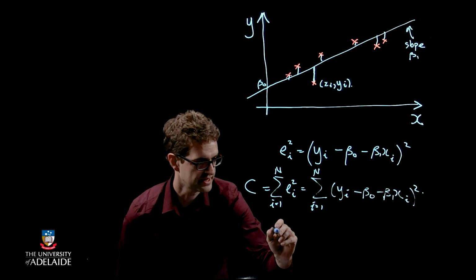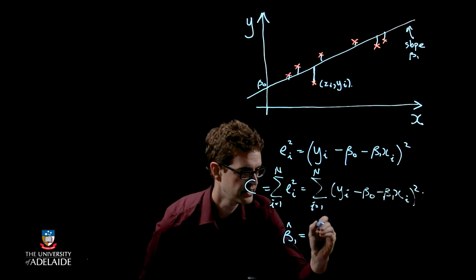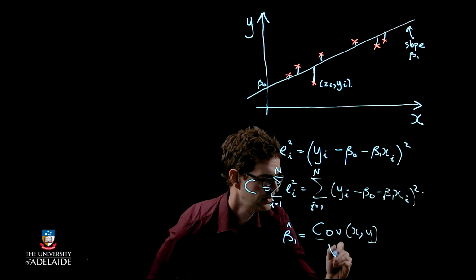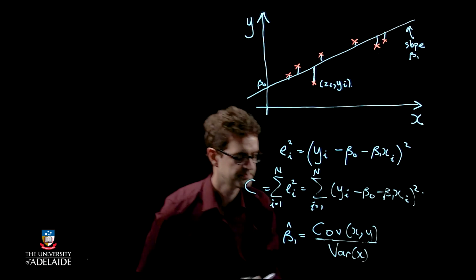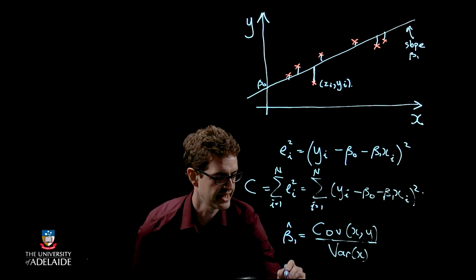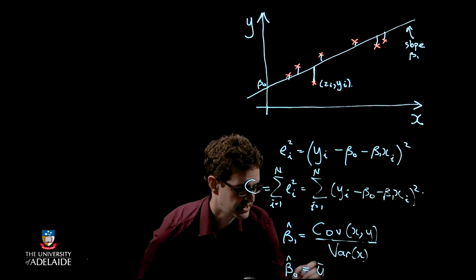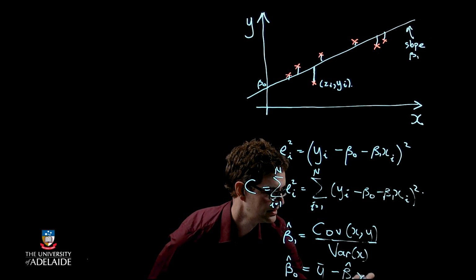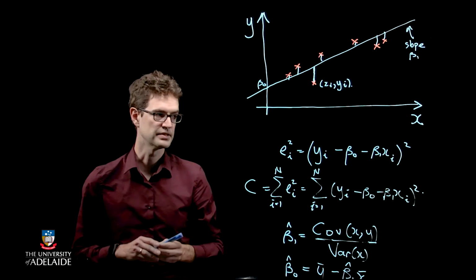The results turn out to be that my estimate of the best fitting slope, beta 1 hat, is the covariance of the x's with the y's divided by the variance of all of the x's. Then once I have that, I can calculate an estimate of the intercept, beta 0, and that turns out to be y bar, take away beta 1 hat, my estimate that I've just calculated, times x bar, so the sample mean of the y's and the sample mean of the x's.